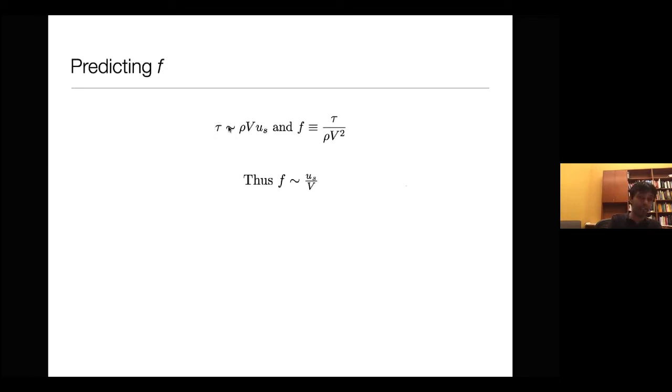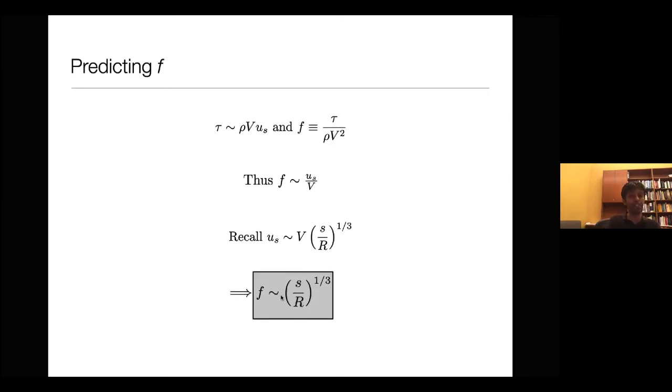If I now go from tau to friction factor, use the definition of friction factor, which is tau divided by rho V squared, what we basically then get is that the friction factor f scales as u_s, the velocity of the dominant eddy, divided by mean velocity of the flow. What do we do for the velocity of the dominant eddy? We use the Kolmogorov energy cascade picture. So we have an explicit expression for velocity of eddy, any eddy of size s. You substitute that in here, and you get the expression that friction is now set by the size of the dominant eddy, normalized by the radius of the pipe to the power 1/3.